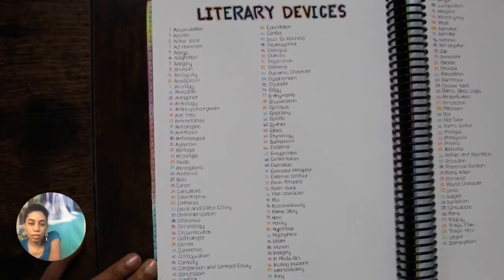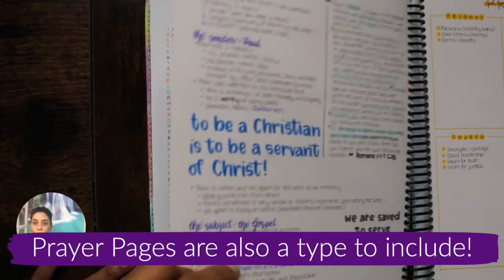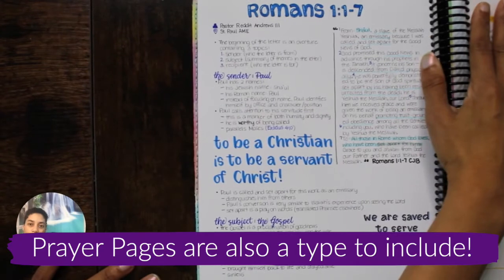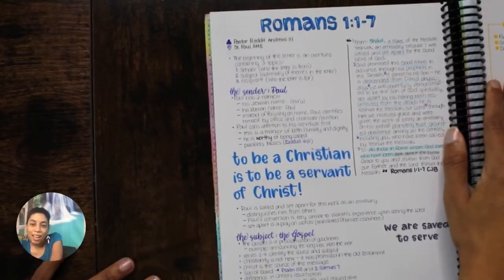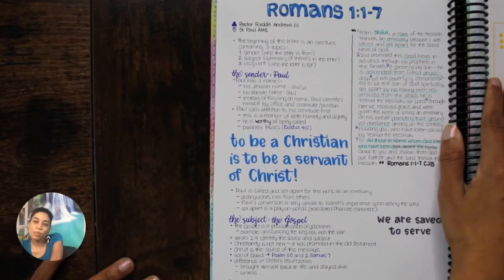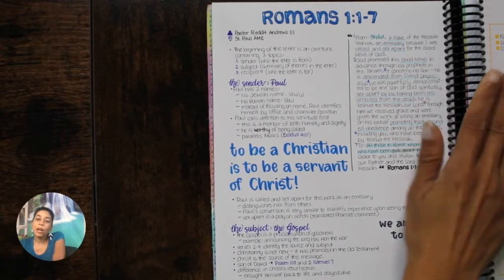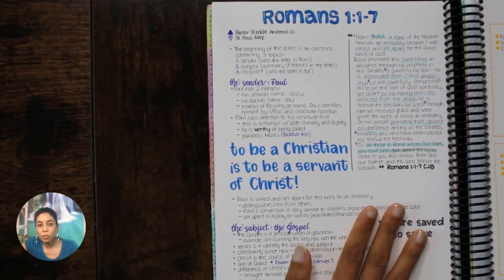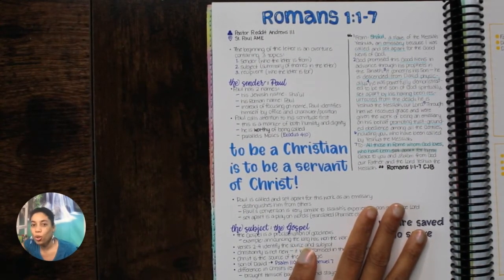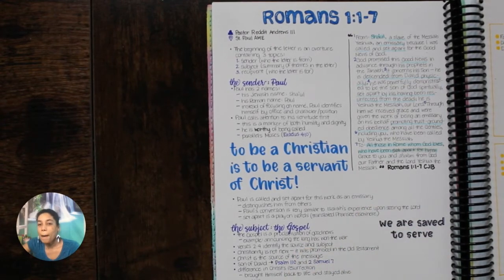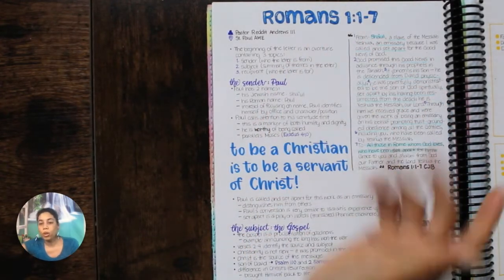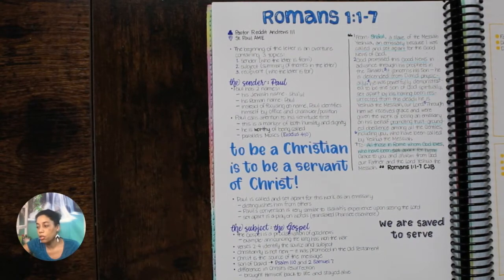I'm moving this off to the side because one of the pages over here is a prayer page, and I don't really want all of those prayers to just be shown. We'll be skipping that. But one of the first pages that I did in this journal was a Bible study. This was a virtual Bible study I did with my aunt and uncle's church, and it was on Romans 1, the first 7 verses.